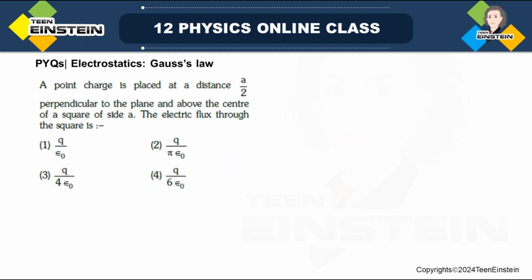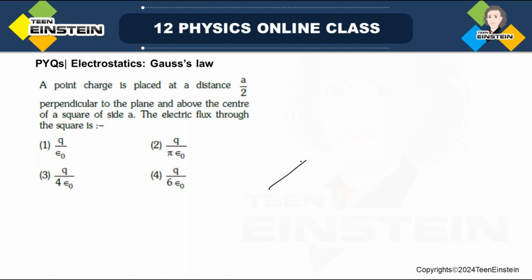Okay, I think with this we'll stop this class, and by that we'll be completing the discussions on the various types of questions on Gauss's law. So what is this question saying? The question says a point charge is placed at a distance a by 2, perpendicular to the plane, above the center of a square of side A.